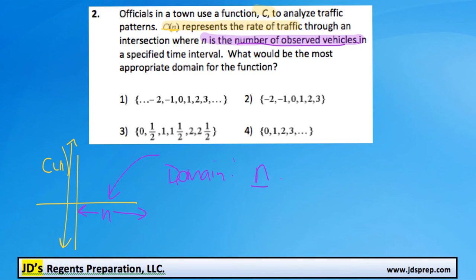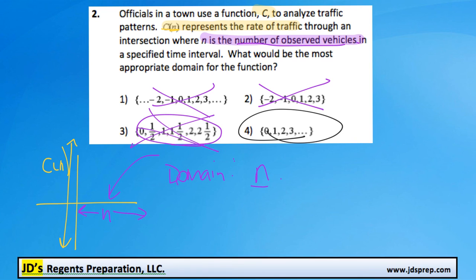Of course, you can imagine yourself counting the number of vehicles going through an intersection, you're going to start at 0 and count 1, 2, 3, and so on. So the correct answer is option number 4. You can't count a negative amount of cars, so neither of those make sense. And you also can't have a fraction amount of cars either, so that doesn't make sense either. So it's definitely option number 4.